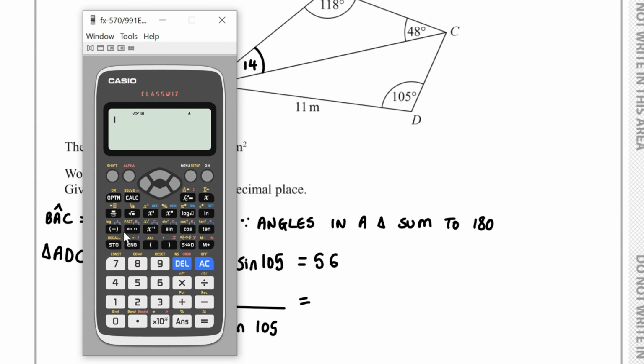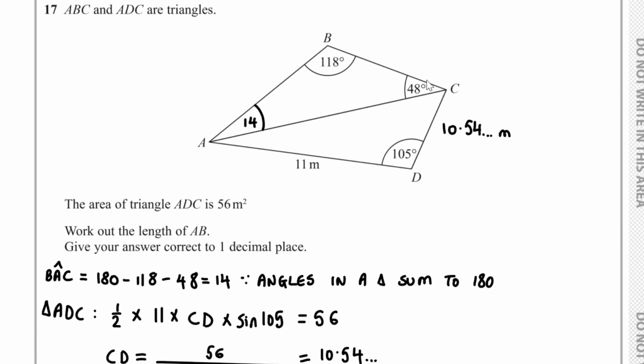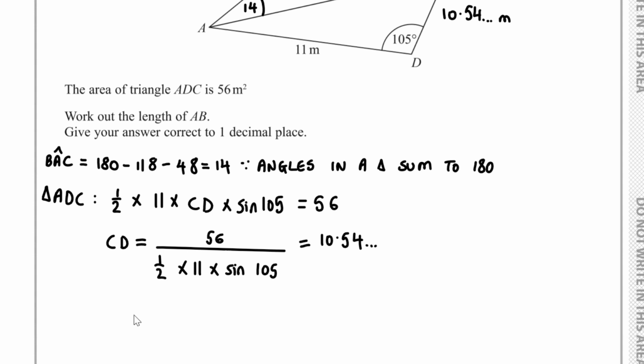So if we work all of this out, we've got 56 over 1/2 times 11 times the sine of 105. So we get 10.54, etc. And let's add this to our diagram. We've got 10.54, etc. metres. Now, because we've got an angle and the two lengths either side of the angle, we can find out what AC is using the cosine rule.